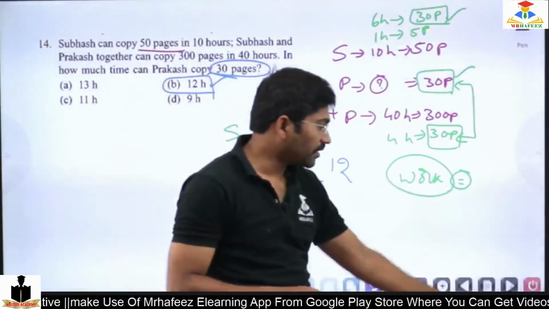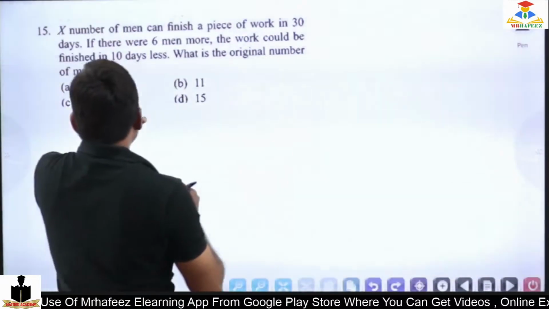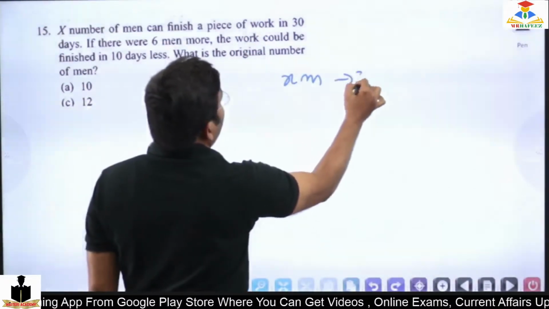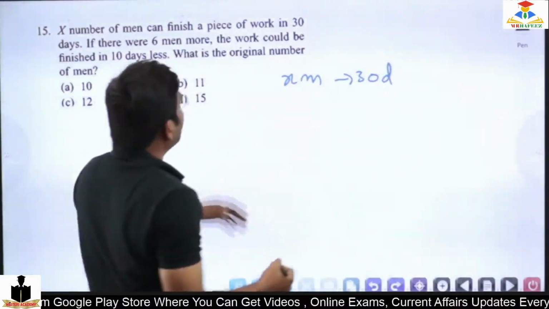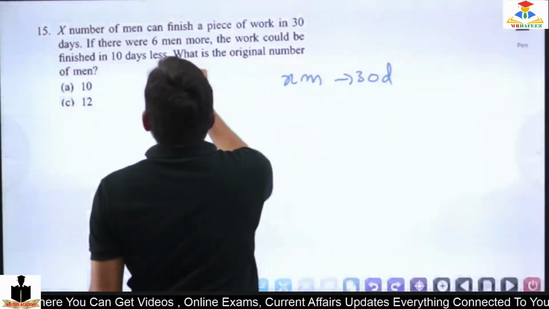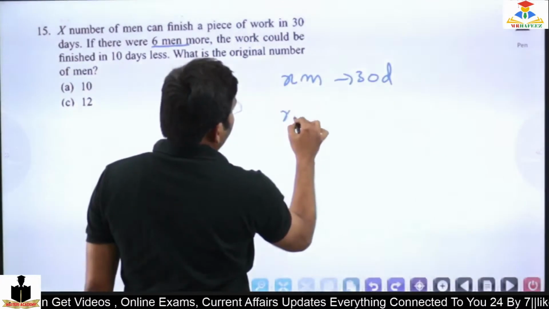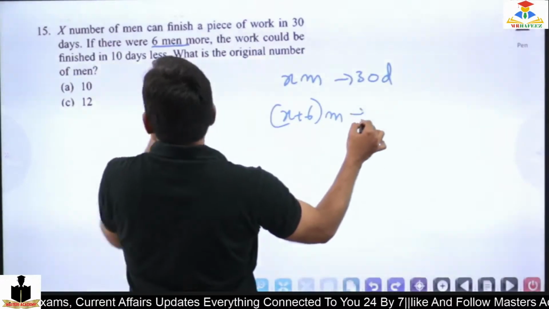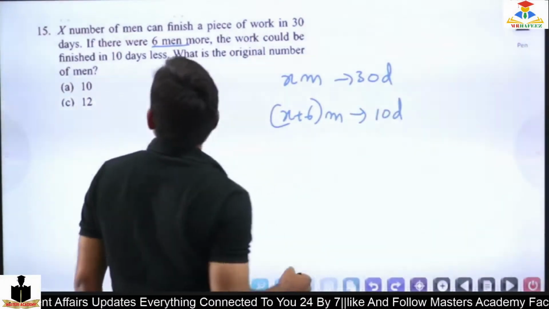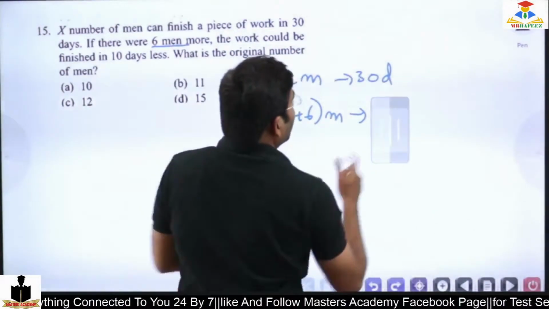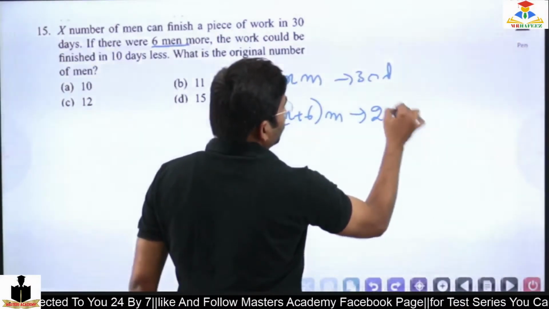So moving ahead, 15th question. X number of men can finish a piece of work in 30 days. If there are 6 more men, that means x plus 6 men could finish in 10 days less, not 10 days, 10 days less, that is 20 days.